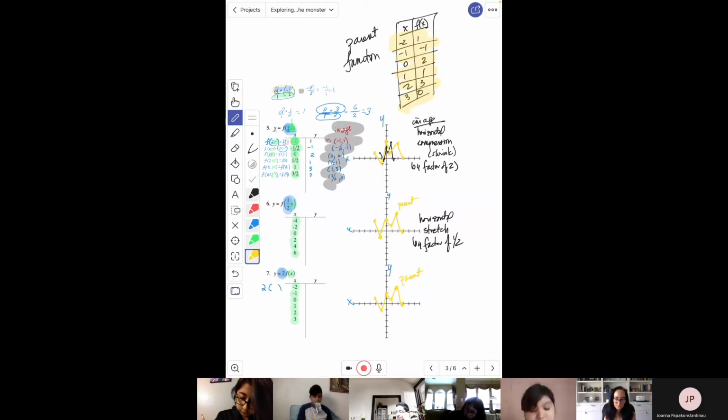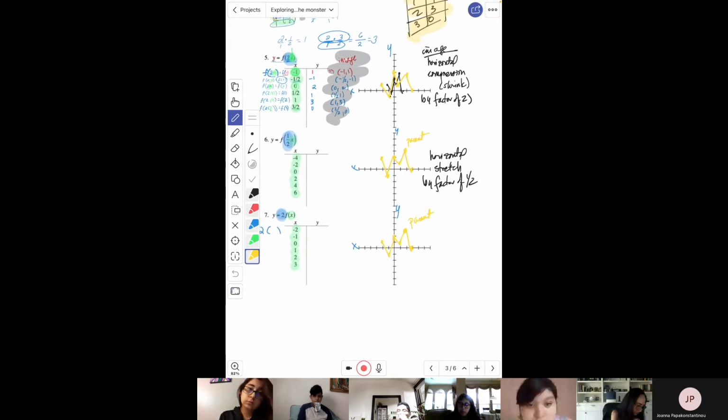Okay. Shall we go over the rest, number 6 and number 7 in their entirety, and then continue on with the rest? Okay. So let's talk about what the output would be for number 6. Natalie, can you tell me what the output values are?